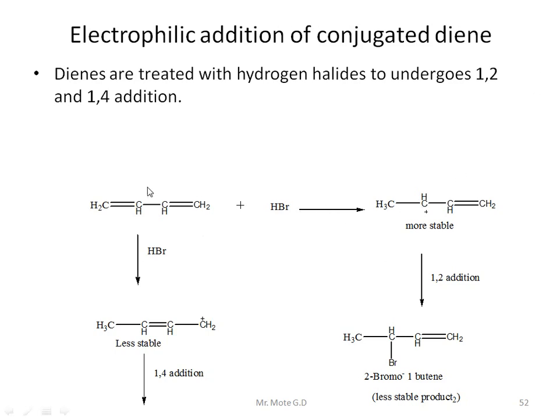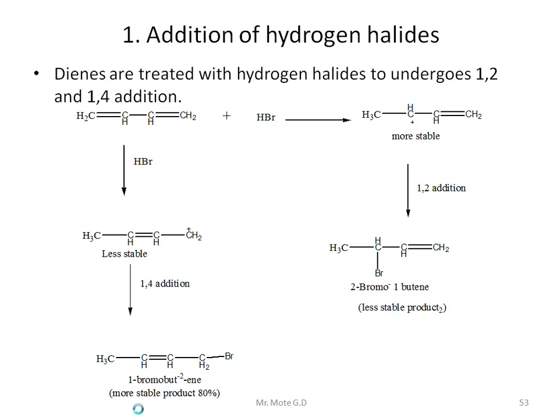Then 1,3-butadiene treated with HBr. If H goes to there, the positive charge will be there, and addition of Br to form 1-bromobutene. So this is the less stable intermediate but more stable product. This is the one example we have taken.